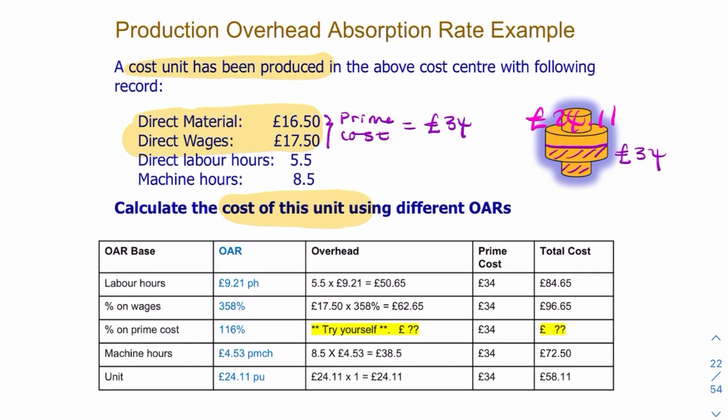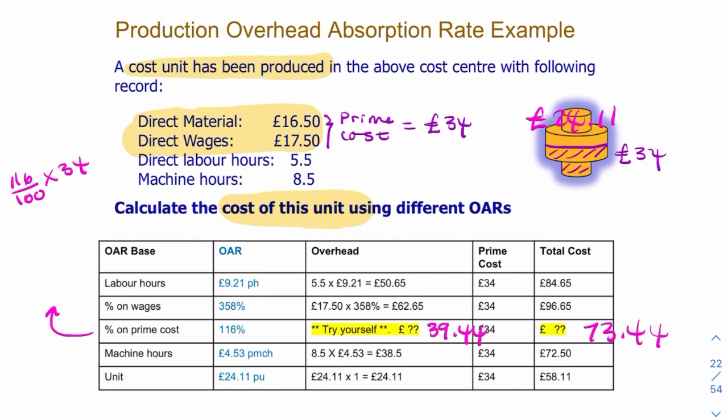If I chose to take a percentage of the prime cost, and we've already calculated that to be 116%, then I'd simply take my 116% and multiply it by my prime cost. So let's do that here. 116% multiplied by my prime cost will give you £39.34. And if you add the prime cost of 34, that'll give you £73.44.